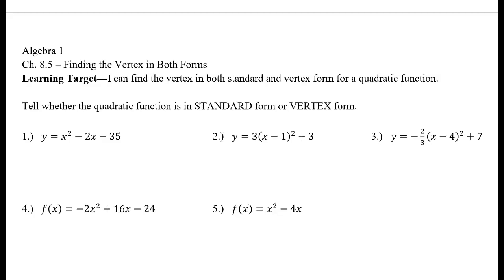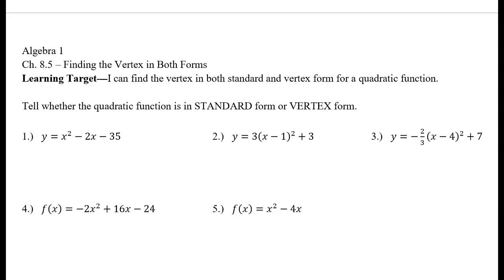First, for these 5 problems up at the top here, we're going to talk about what standard form looks like versus what vertex form looks like. In vertex form, you're looking for a set of parentheses that is squared, and then a number that's being either added or subtracted outside of those squared parentheses. So in this list, what would be considered vertex form?